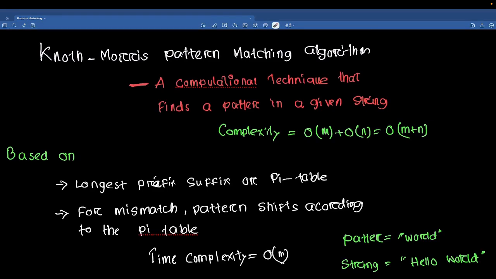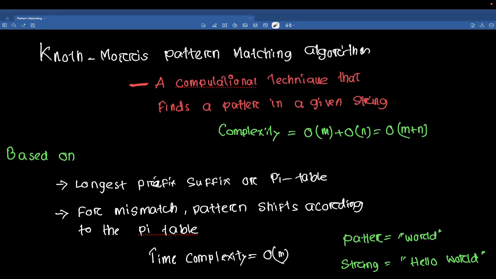This video explains the Knuth-Morris-Pratt pattern matching algorithm, which is a computational technique that finds a pattern in a given string. For example, if we have a text S1 and we want to find out some pattern P in this text, then this algorithm can be used.